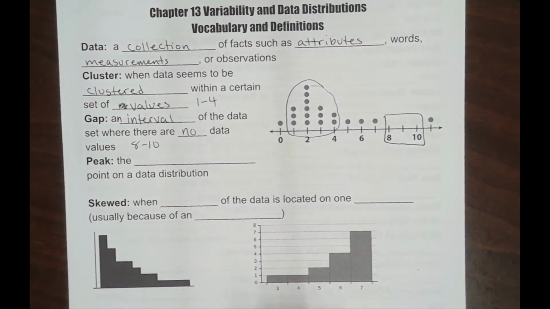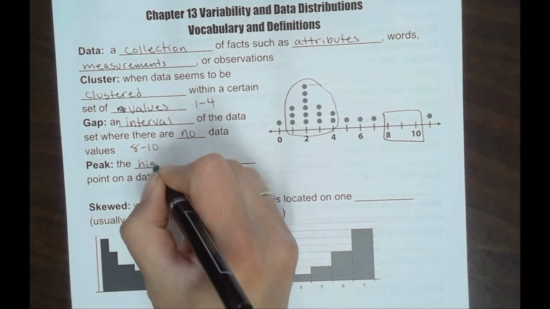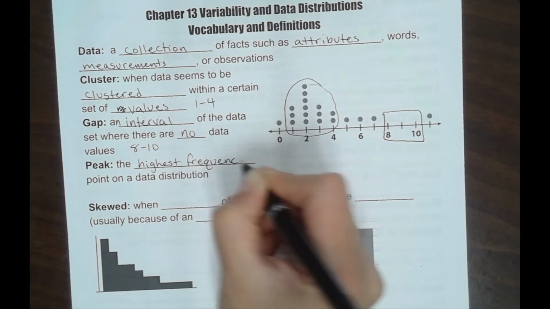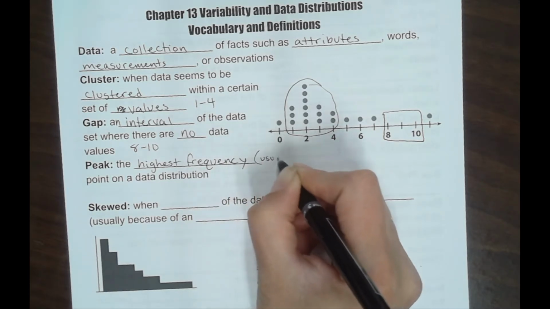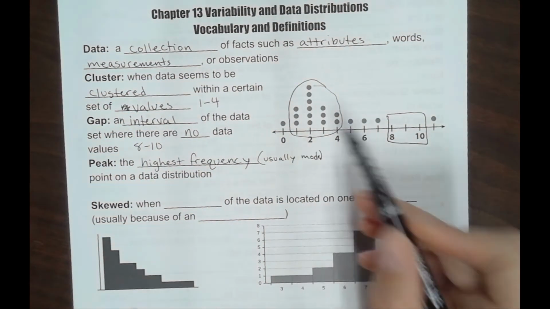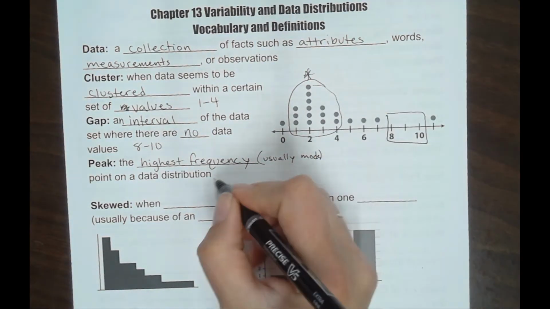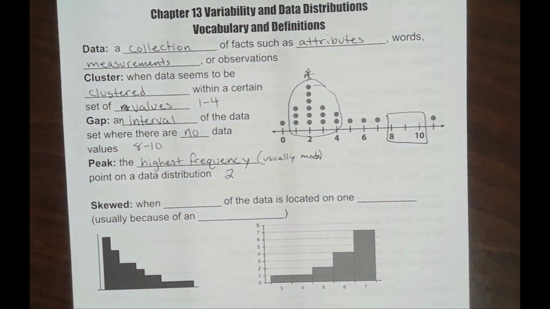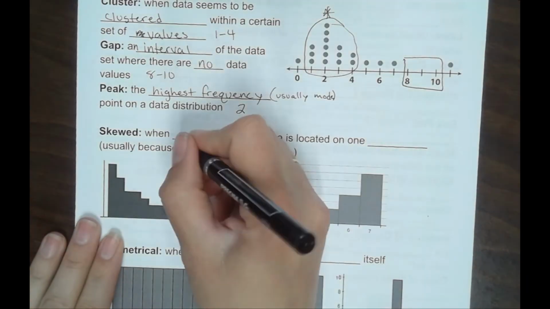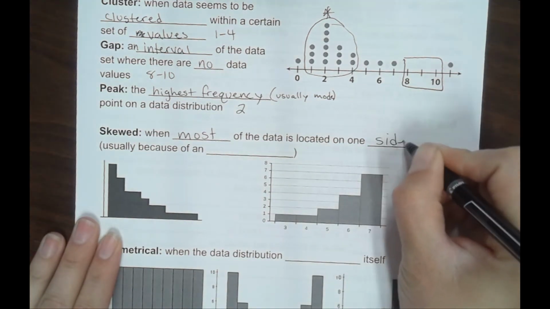Okay, the peak is the highest frequency point on the data distribution. This is usually your mode. So where's the highest data set here? Well, that would be 2. So the peak here would be 2. Okay, pretty easy.